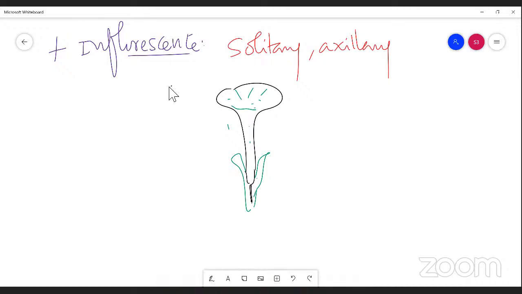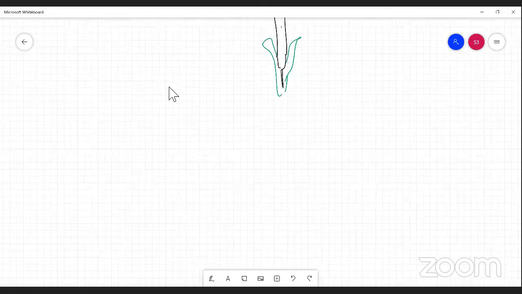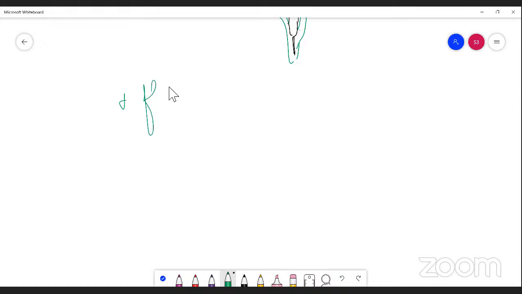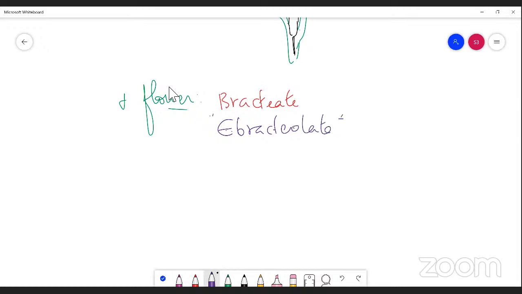And next, the flower. The floral characters. The flower has bracts present, hence it is known as bracteate. Bract is nothing but a small leaf-like structure that arises from the base of the pedicel. That is bracteate. So hence the bract is present. And ebracteolate. The next character is ebracteolate. Ebracteolate means bracteoles are totally absent. Hence it is known as ebracteolate.